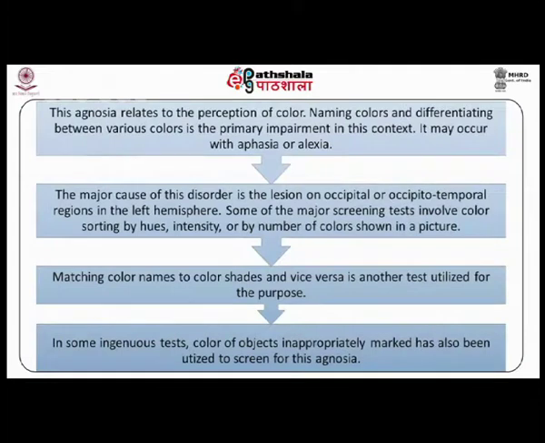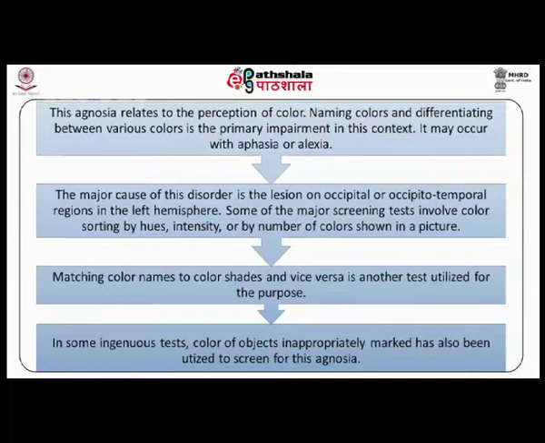This agnosia relates to the perception of color. Naming colors and differentiating between them is the primary impairment in this area. It may occur with aphasia or alexia. The major cause of this disorder is a lesion on the occipital or occipitotemporal regions in the left hemisphere.